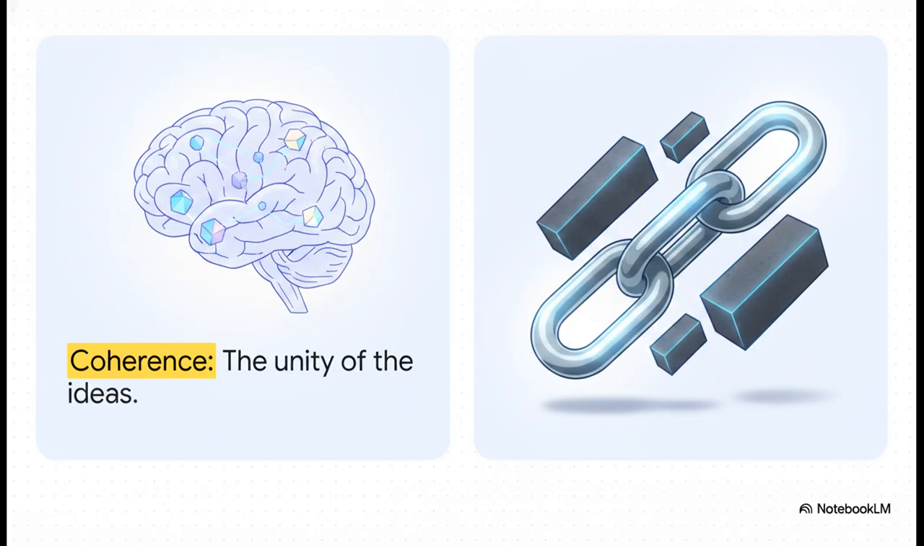Coherence is all about the unity of your ideas. Basically, does the logic fundamentally make sense? Cohesion, on the other hand, is about the unity of your structural elements. Do the sentences physically and grammatically link together? To really picture this, think of a sentence like, I like apples, therefore my car is blue. Now, that sentence is highly cohesive because it uses the linking word therefore, right? But it has zero coherence because the underlying logic is just entirely absurd.